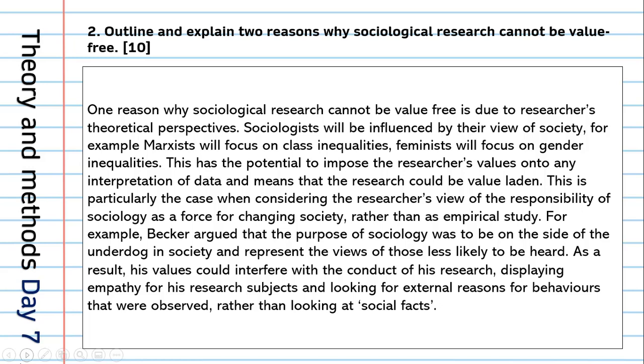For example, Becker argued that the purpose of sociology was to be on the side of the underdog in society and represent the views of those less likely to be heard. One of his most seminal texts was called The Outsiders. As a result, his values could interfere with the conduct of his research, displaying empathy for his research subjects and looking for external reasons for behaviours that were observed rather than looking at social facts. So the idea is that Becker, or the sociologist who's conducting this piece of research, their values impact on the research because they start looking for things that prove their point.